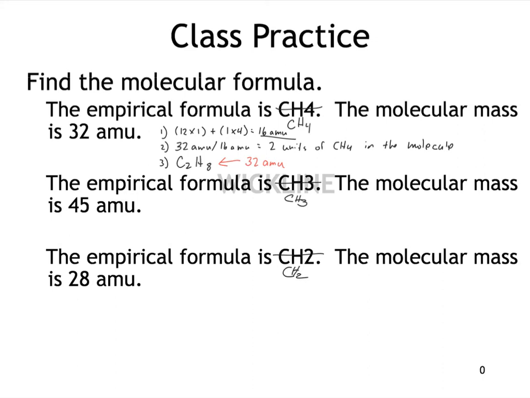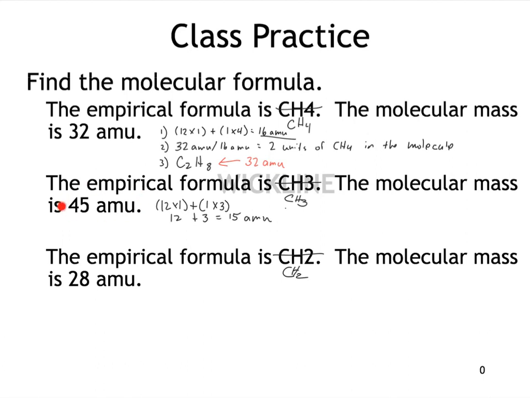All right, let's do another one. If the empirical formula is CH3, we need to find its mass before we can figure out the molecular formula. So the mass of a carbon is 12, and there's only 1 of them. The mass of a hydrogen is 1, and there are 3 of them. So 12 times 1 and 1 times 3, this is going to be 12 plus 3 is 15. So that means the mass of one of the building blocks is 15.